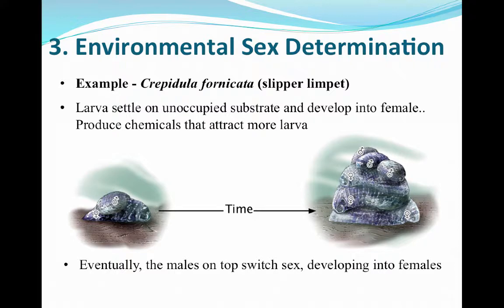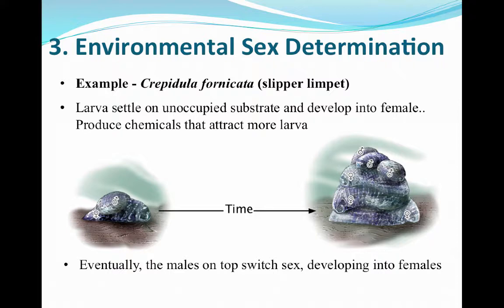So let's talk a little bit about environmental sex determination as our third major system. This example is best visualized with slipper limpets, and these are actually larvae that settle on a piece of open space, basically. So it could be wood species like on a pier or rocks, but the larvae are going to settle in this unoccupied space, and they're going to develop into a female. And so, as they are developing into the female species, they're actually going to start producing proteins and chemicals that begin to attract more larvae.